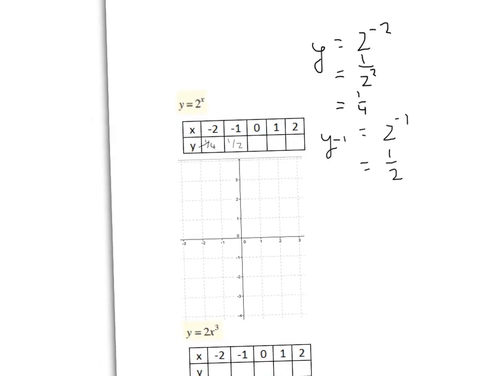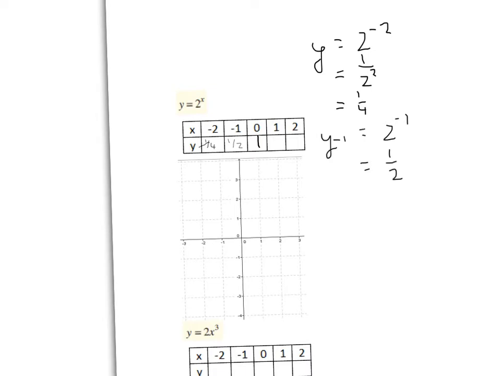Almost there. If I put in y when x is equal to 0, I have 2 to the power of 0. Now guys, you should remember from about year 8 or year 7 even, that anything to the power of 0 is not 0, it's 1. So I can write a quick little 1 in there.